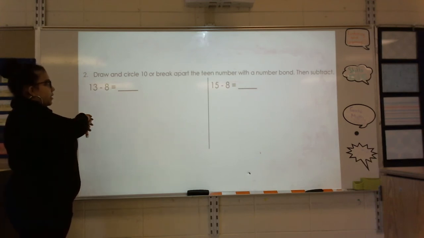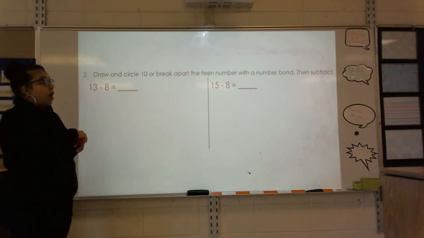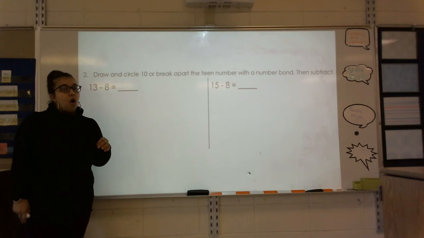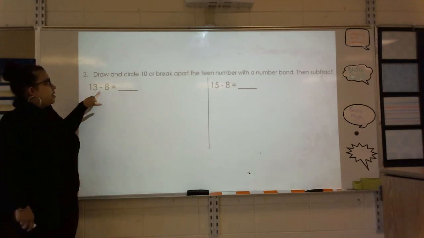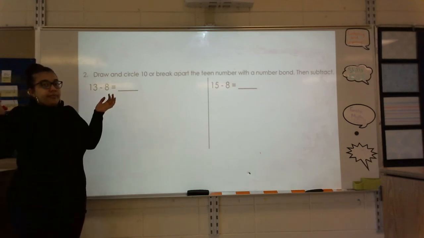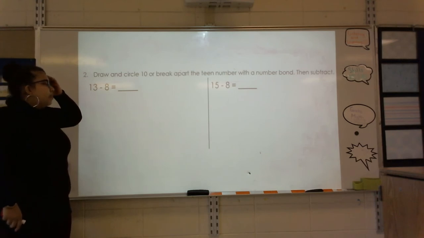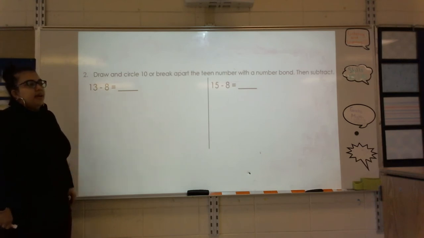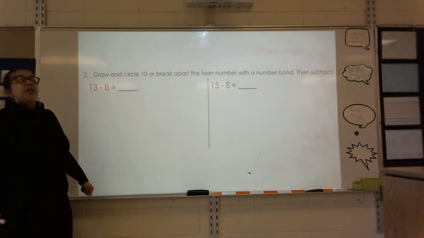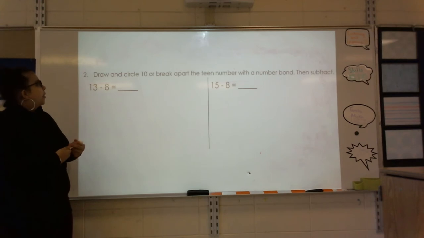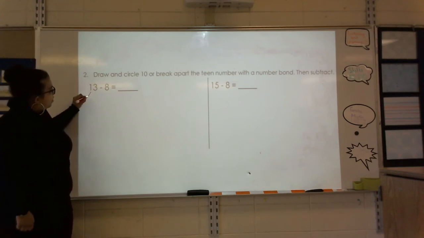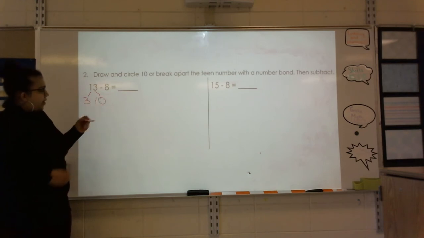So draw and circle 10 or break apart the teen number. Breaking apart the teen number, the teen numbers in these problems are our wholes. So this week's 13 minus 8 is equal to, we don't know yet. Which of these is the teen number that we need to break apart? 13, good. So 10 and 3, 10 and 3.